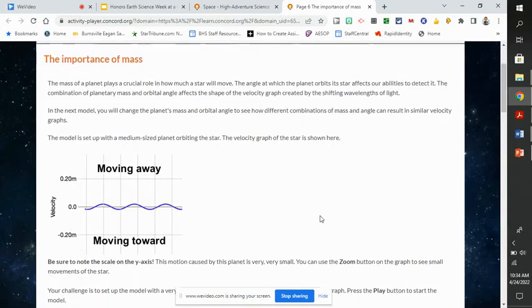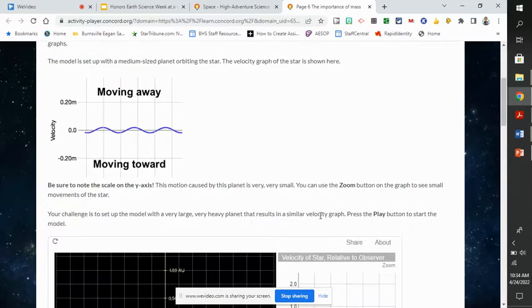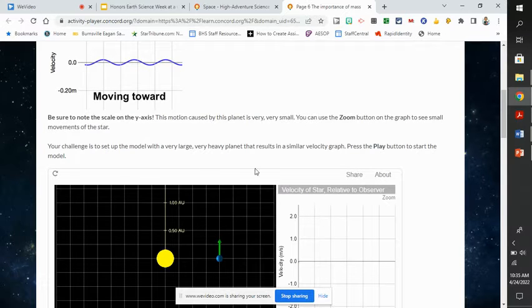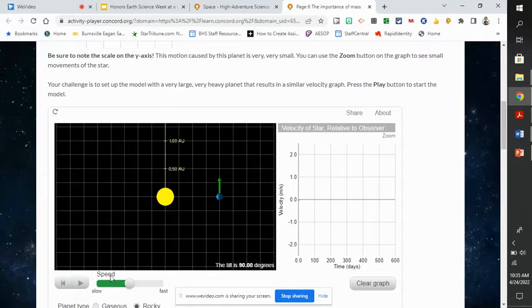The importance of mass. How does the mass of a planet affect the wobble of the star? The challenge is to set up a model with a very large, very heavy planet that results in a similar velocity graph to this one. Now, this one's kind of tricky. Spend a little time on it. If you get frustrated, it's not going to be a big deal.